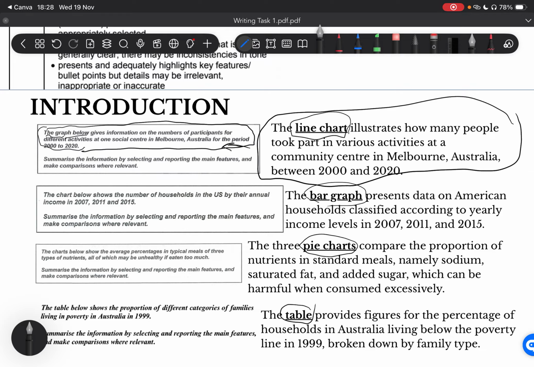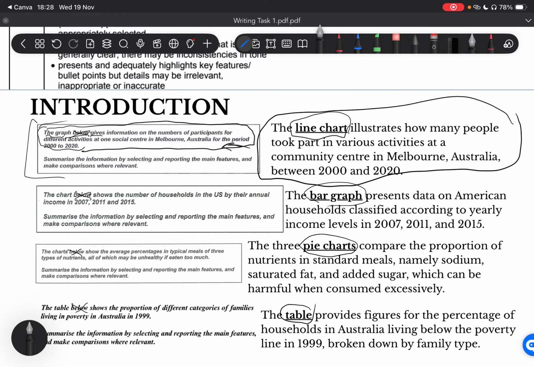What's next? We don't say "below." That's a mistake of beginner students. Below means where the graph is located in relevance to this topic. It's below this task. But when you write your report, the graph will not be below anymore. So you don't really need that. You can just forget about this word and not mention it at all.